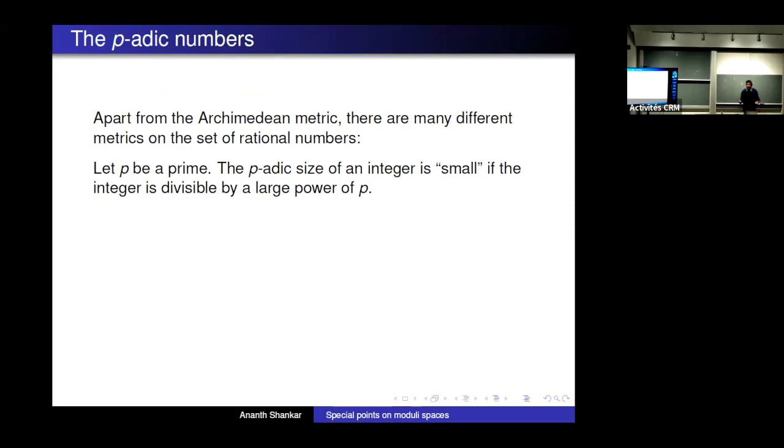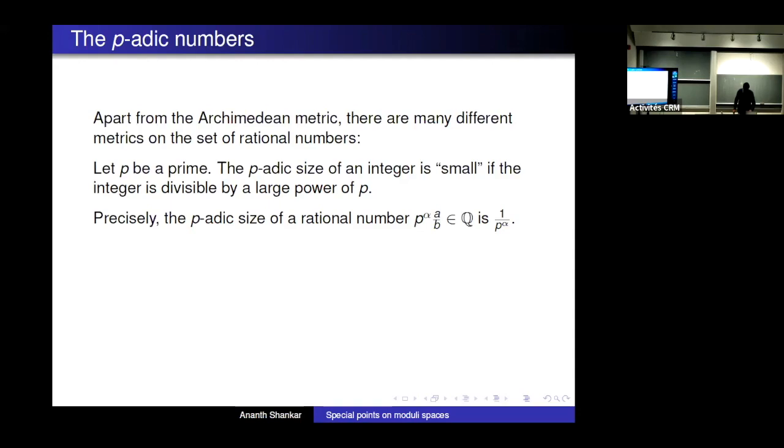Apart from the Archimedean metric, the rational numbers have a bunch of other metrics. If you take any prime number P, then we decree the P-adic size of an integer to be small if that integer is divisible by a large power of P. So for instance, if you take P equals 2, then 64 is very small. 1 over 64 is very large.